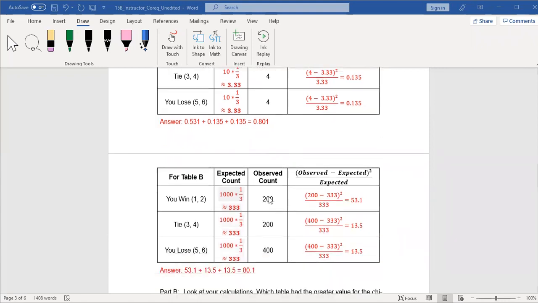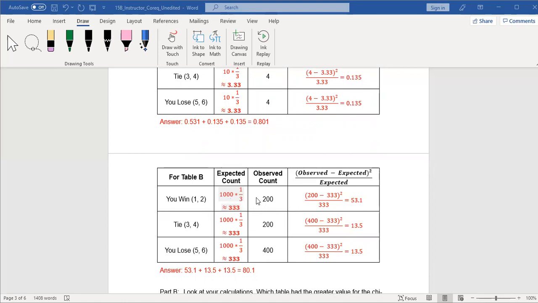For the other table, you're going to have different observed counts, and also different expected counts. The expected count, the probability multiplied by n, at this table is going to be 1,000. So 333 is the expected count for this cell, and also for this and that.